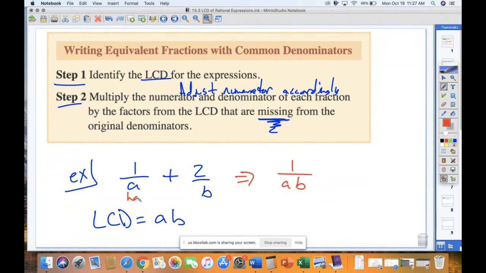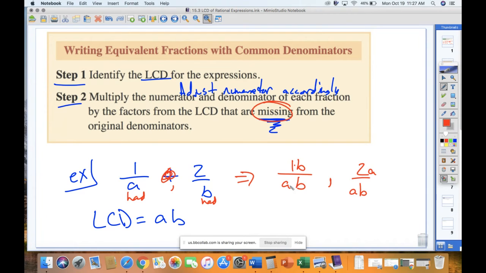Well, I had A, now I need a B, so it has to have a B up top. My other one, I should have a comma here. My other one for 2 over B, I inspect, I want AB. What is missing from this B? Because I had a B, now I need AB, what needs an A, all right? That's how we did it before.